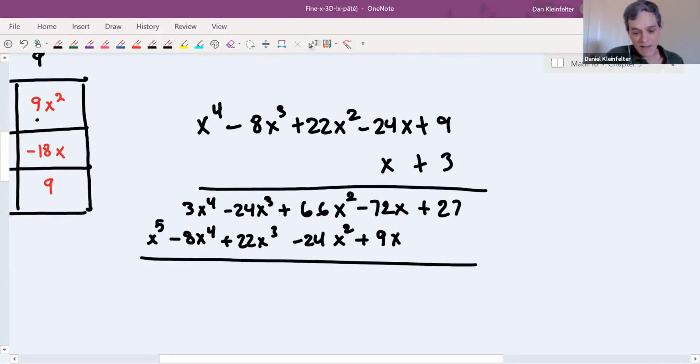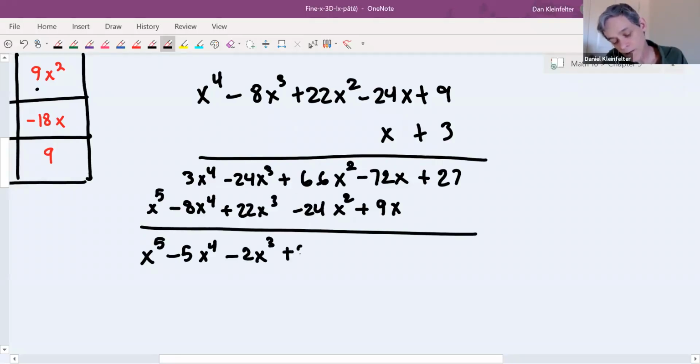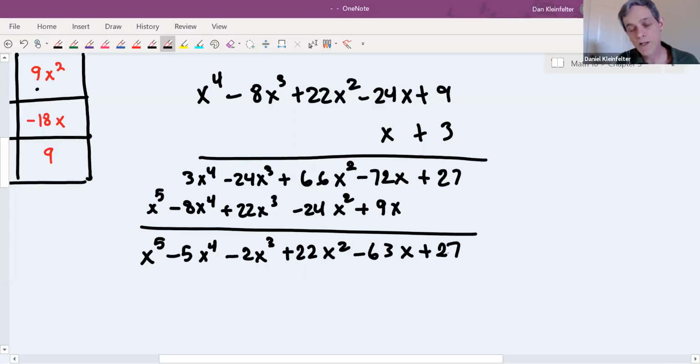Okay, last step, and then we're done with this, okay? So we're going to add these two together. Luckily with this, there's no carries. So if you want, you can just work left to right. We'll have x to the 5th power, then negative 5x to the 4th power, negative 2x cubed, and then 22x squared, negative 63x, and a 27. All right, so that's how that looks multiplied out.